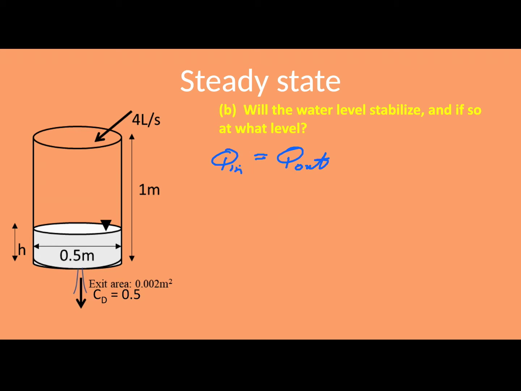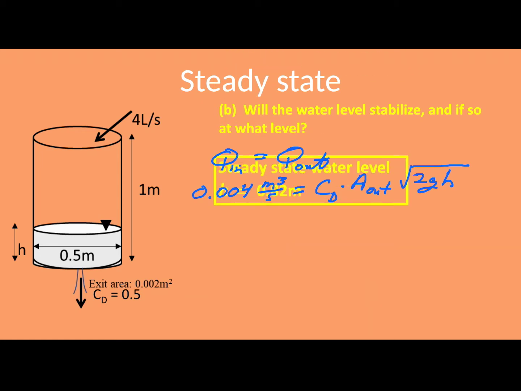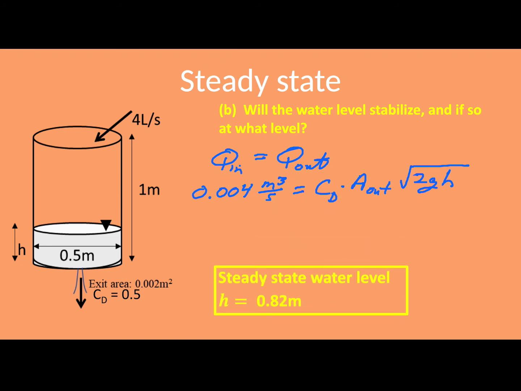And the Q in is 0.004 meters cubed per second. And the Q out is equal to the discharge coefficient times the outflow area times the square root of 2gH. Okay, and this is at the steady state. So all we need to do is plug this in to solve for H. If we do that, we'll find that the steady state water level is 0.82 meters.